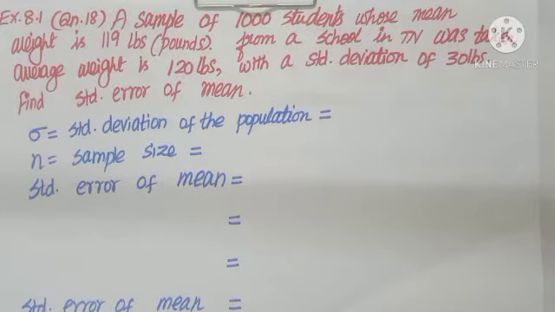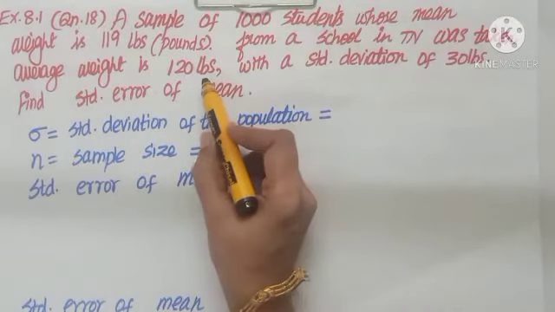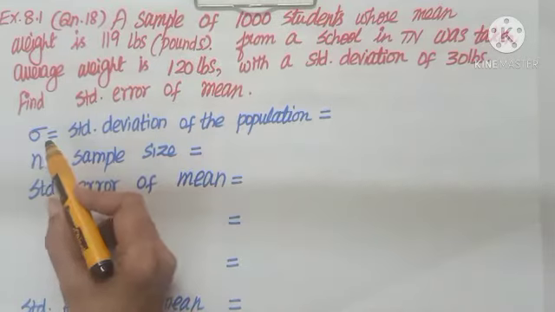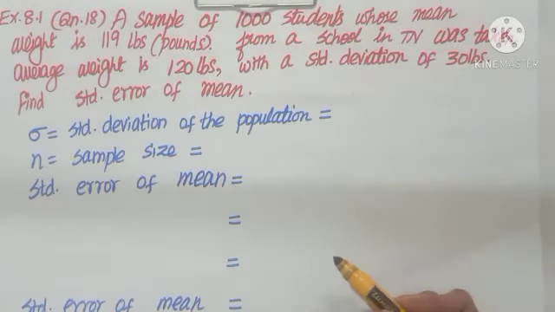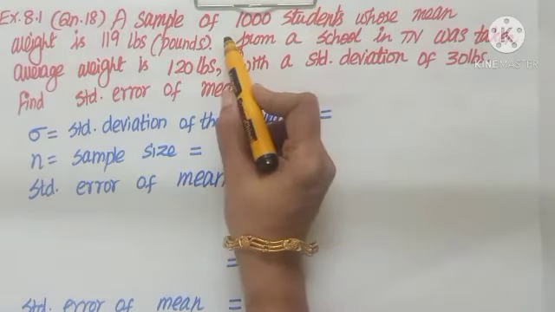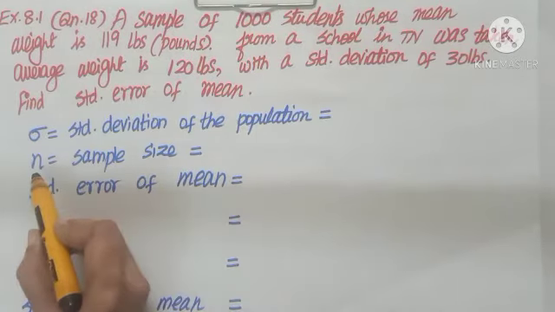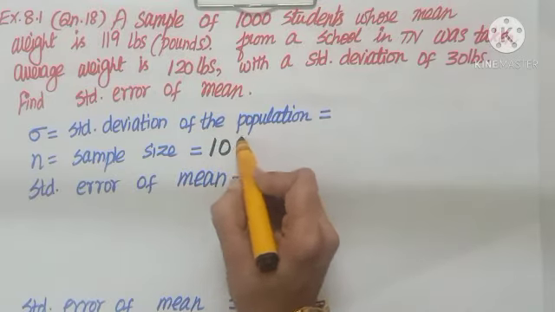Question number 18. A sample of 1000 students, whose mean weight is 119 pounds, from a school in Tamil Nadu state was taken, whose average weight is 120 pounds with a standard deviation of 30 pounds. Find the standard error of mean. A sample of 1000 students. Tell me, sample size, small n, is 1000.